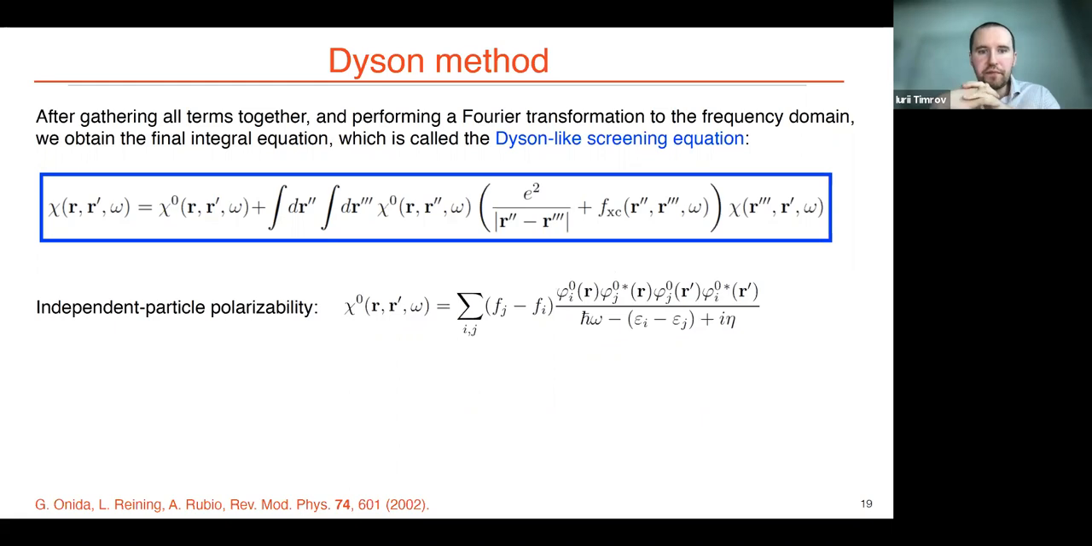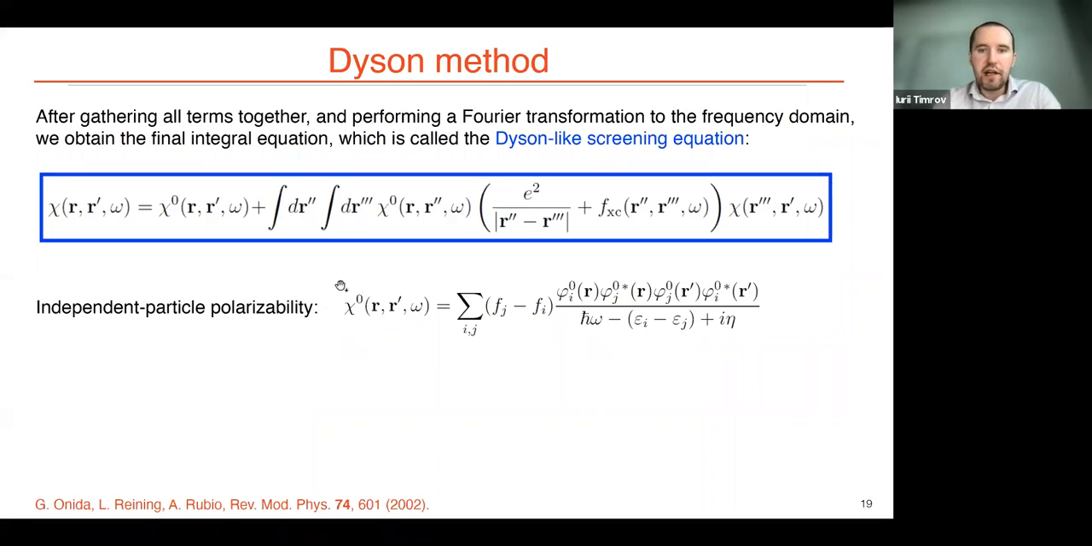So this function has peaks when the denominator is 0. So when the energy difference between the valence band and conduction bands equals exactly the energy of the incoming photon, we have 0 in the denominator, and something divided by 0 gives us infinity. Of course, numerically we cannot deal with infinities, divisions by 0. So to regularize this problem, we add this infinitesimal smearing. Typically, it's Lorentzian.